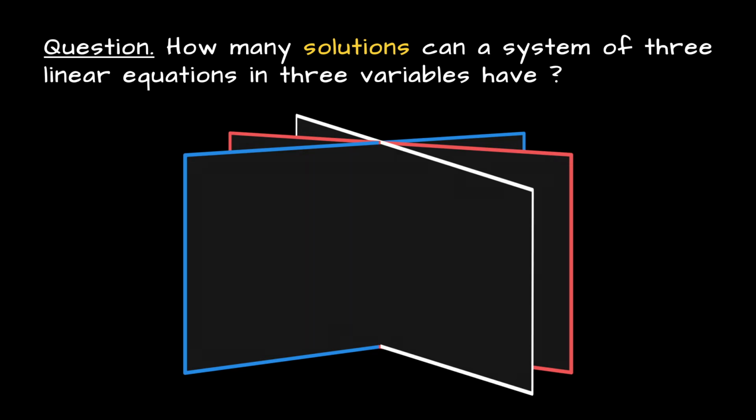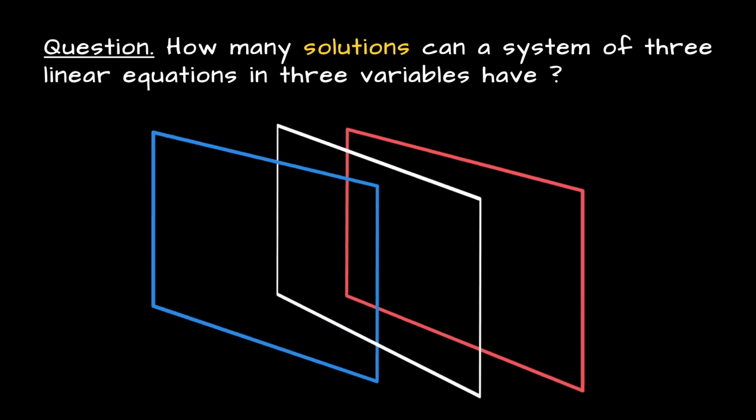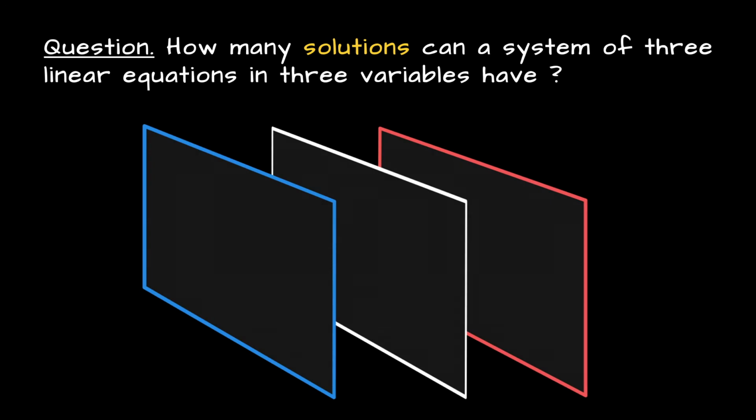Then they would actually intersect at a line in three-dimensional space. And it would follow that the system of equations represented by these three planes has infinitely many solutions, which correspond to all of the infinitely many points on this line of intersection. Yet another possibility emerges when we consider that our three different planes might be parallel to one another. In that case, they wouldn't intersect at all, and our system of equations would have no solutions.